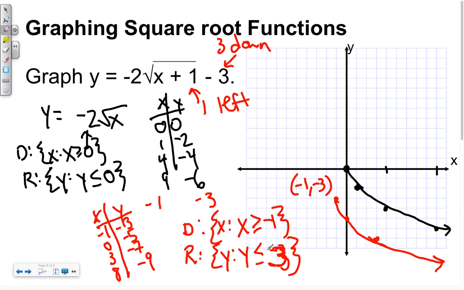All right, so hopefully you can read that. And that is the end of 7.8.